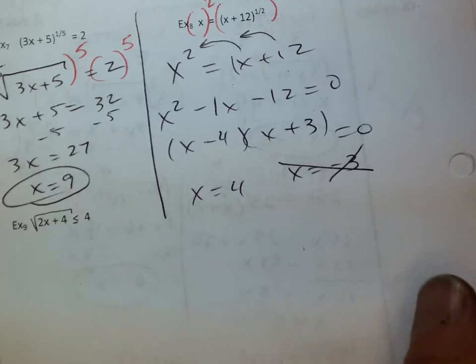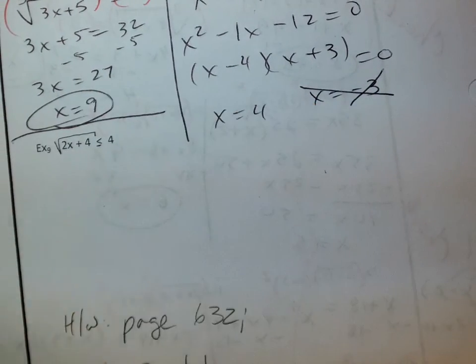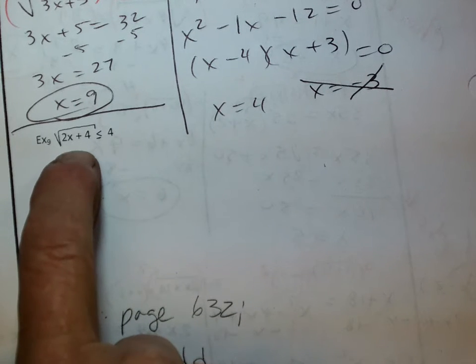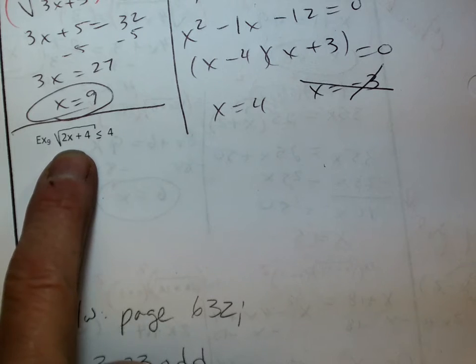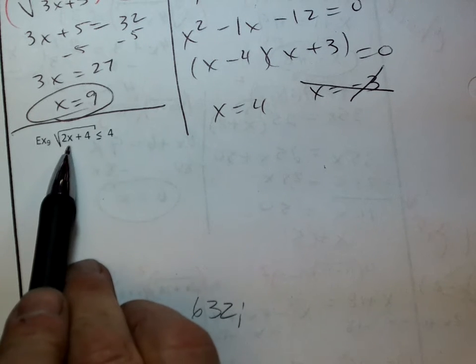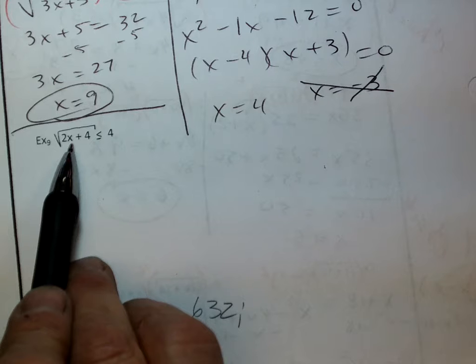Now, last but not least is an inequality, okay? With an inequality, you're going to have a range of answers. There's a bunch of answers that will make this less than 4. For instance, 1/2 would work. Think about this: 2 times 1/2 is 1. No, 1/2 won't work. You might even need negative answers.